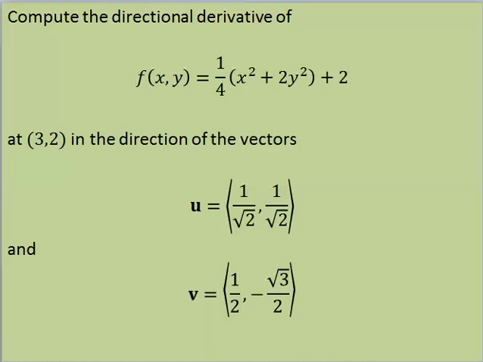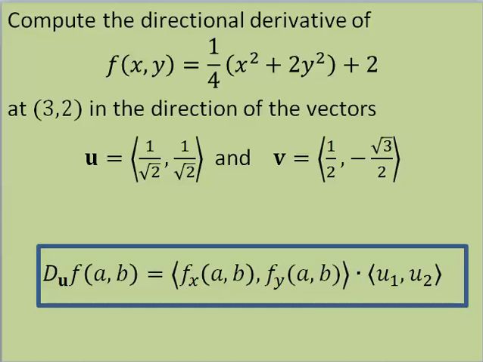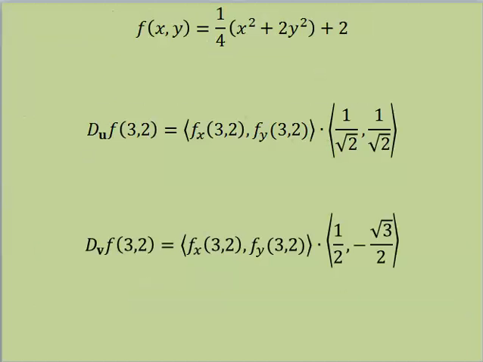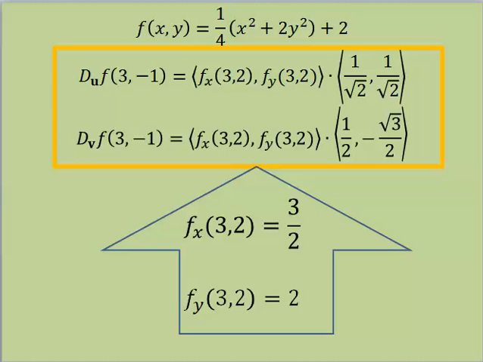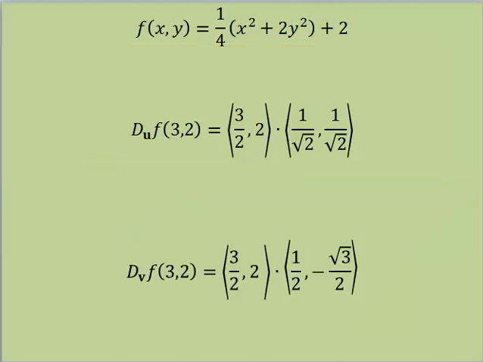Find the directional derivative of f at the point (3, 2) in the direction of these vectors. Set up the directional derivative for each vector. Next, find f partial x and f partial y. Evaluate the partials at (3, 2), and put these values in for the directional derivatives. The final step is to find the dot product.